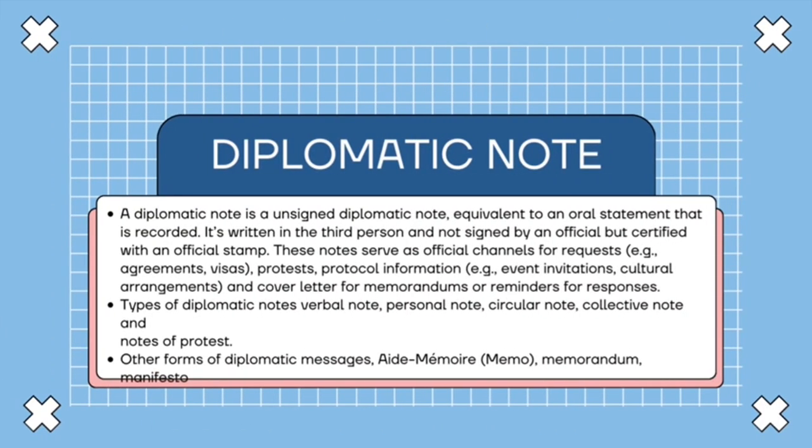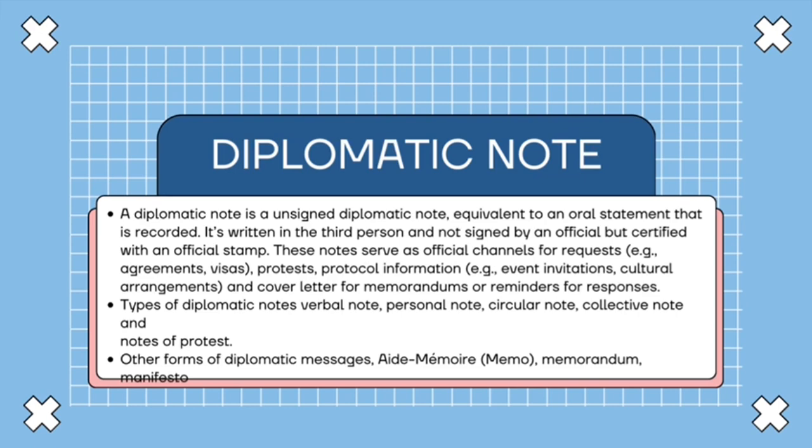A diplomatic note is an unsigned diplomatic note equivalent to an oral statement that is recorded. It is written in third person and not signed by an official but certified with an official stamp. These notes serve as official channels for requests, protests, protocol information, and cover letter for memorandums or reminders for responses.